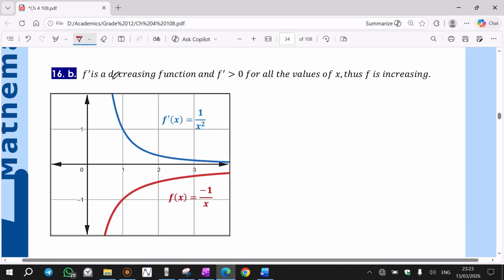Here, f prime is decreasing. You see f prime is decreasing. And f prime is above the x-axis. It's greater than 0. That means f is increasing. F prime is decreasing, f is convex. That's what we get from the decreasing. F prime is greater than 0, that means f prime is positive, f is increasing. This graph is matching the description.